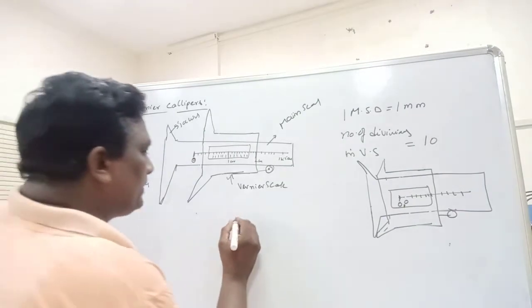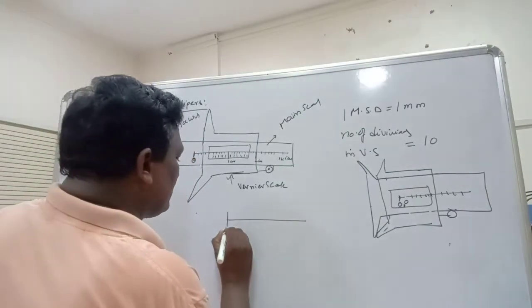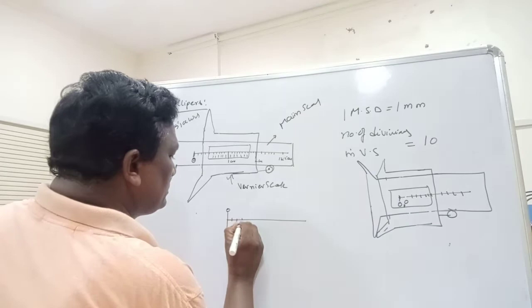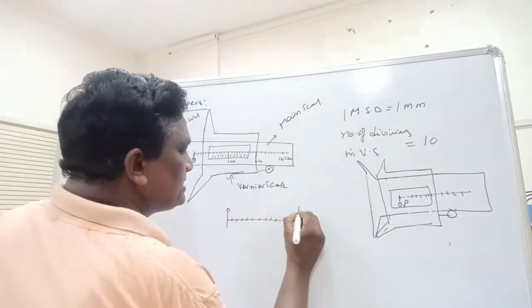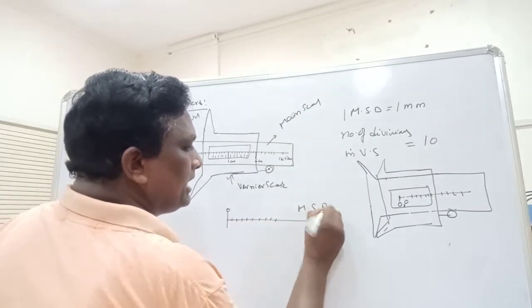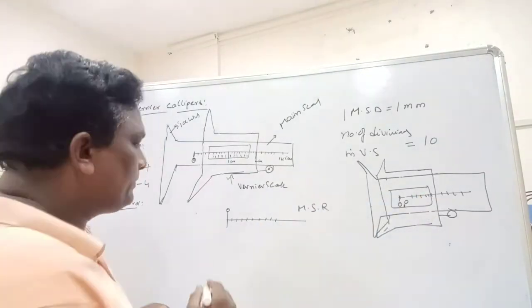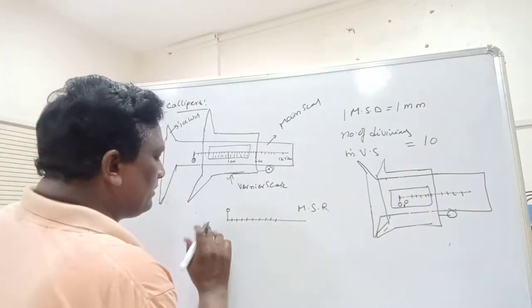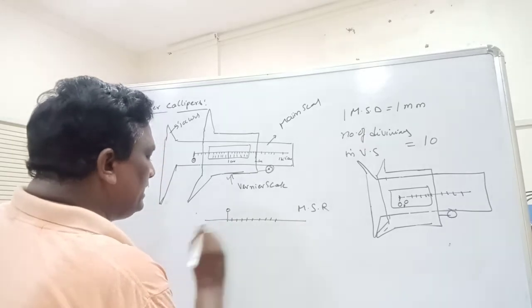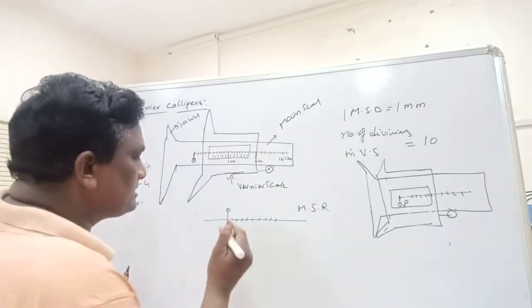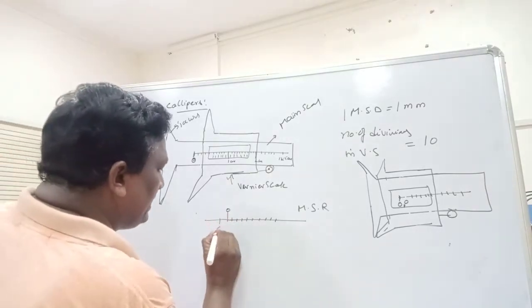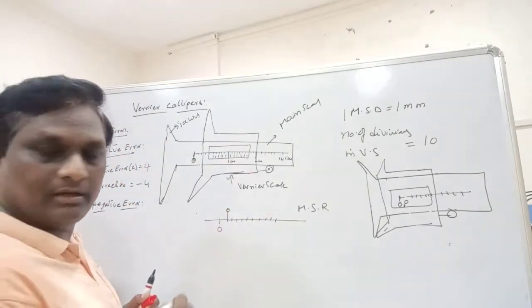See here. Suppose this is the main scale reading: 0, 1, 2, 3, 4, 5, like this. So it is the main scale reading. Now take the Vernier scale reading. Suppose Vernier scale 0 is left of this main scale division.